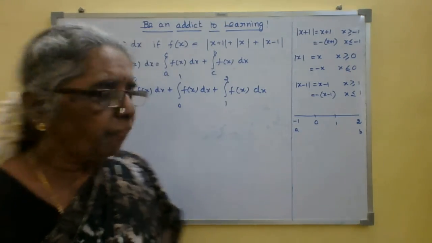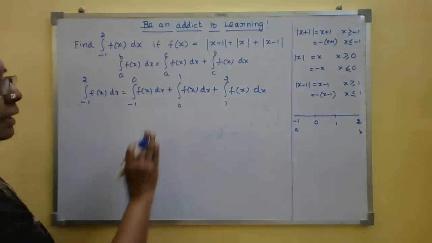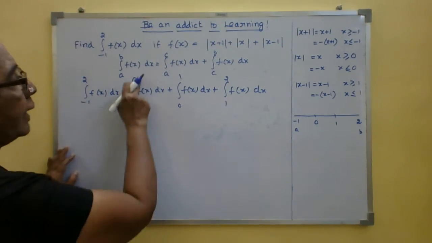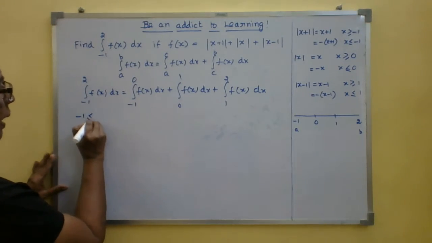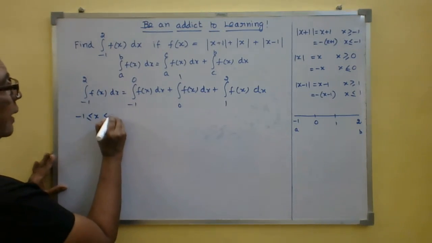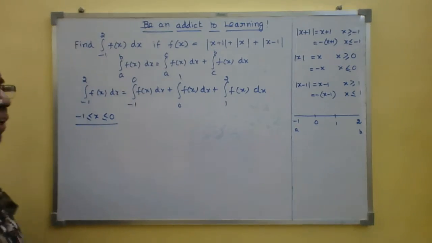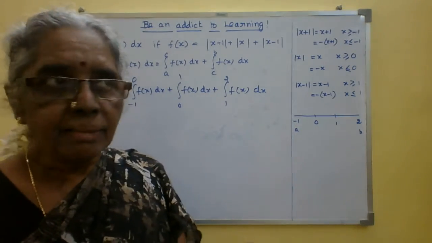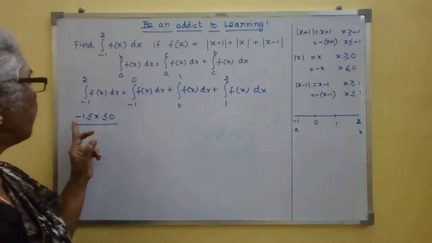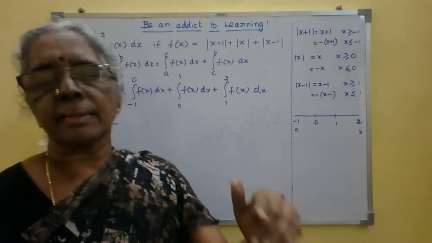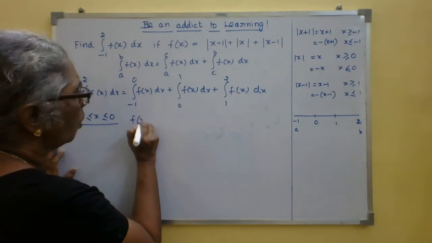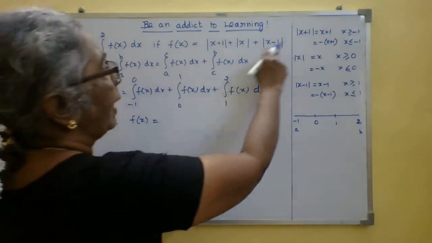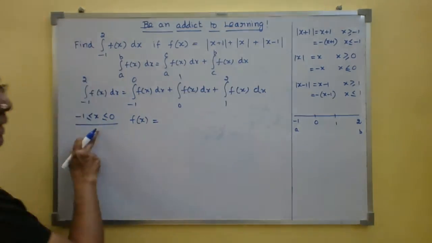So now, first let us consider the first interval. That is, it is from minus 1 to 0. So I can write it as minus 1 less than or equal to x less than or equal to 0. This is my first interval. That means my x is greater than minus 1. My x is lesser than 0. It may be equal also. So now let me find out what my f of x is. I will combine these three, the values in this interval.